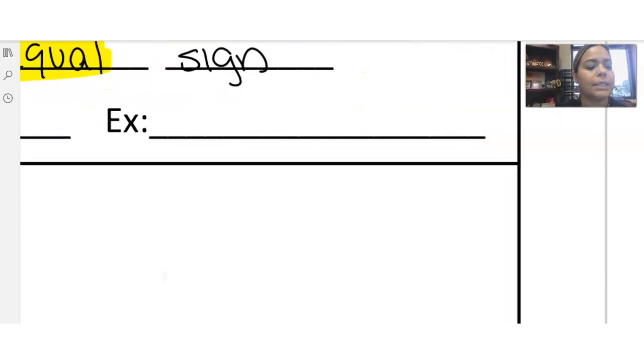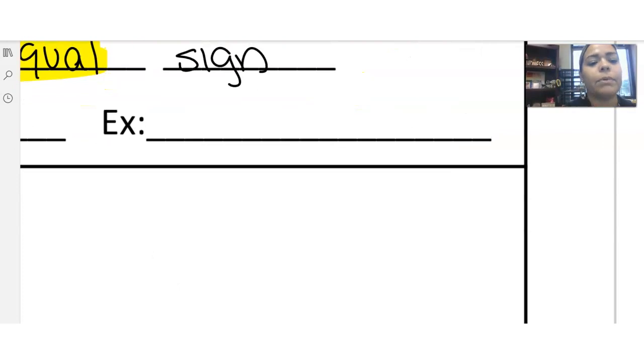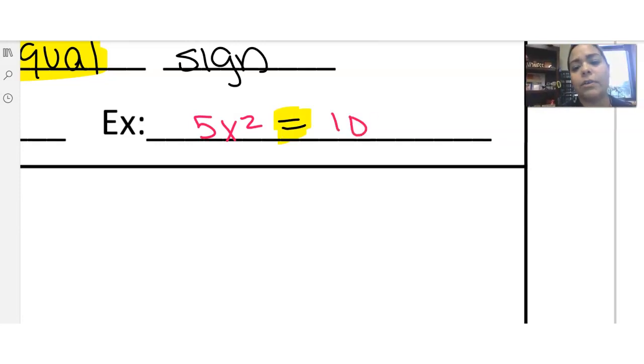Let's create another example. We've got the expression 5x squared. Right now it's an expression. Let's create an equation, put that equal sign, and another expression on the other side. We'll say 100. Now it is an equation.